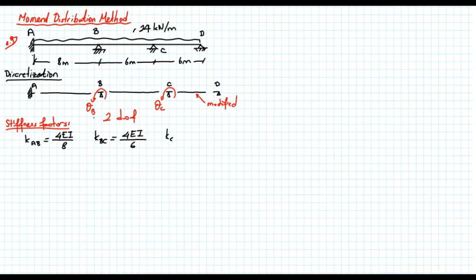And KCD, let's check. This part is not free to rotate, but at the far end there are no additional members. I have a pin support here, so this member has one end free to rotate, so its stiffness factor will be equal to 3EI over 6. So we have 3 members and we determined the stiffness factors of all these 3 members. Now we can calculate the distribution factors.